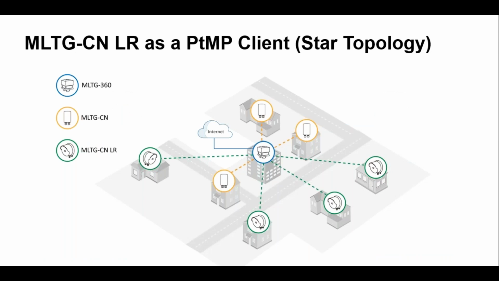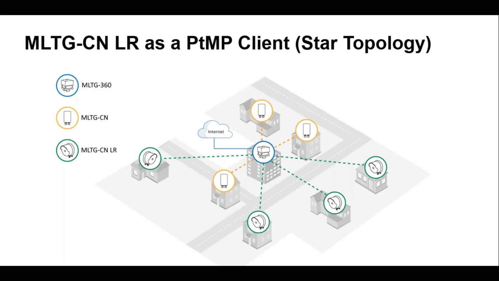Okay, so here's a deployment where this would be more likely what you'd really see, right? You'd see the access point, the distribution node, in the middle there, some CNs within 100 meters or closer, then some LRs further out up to 500 meters.